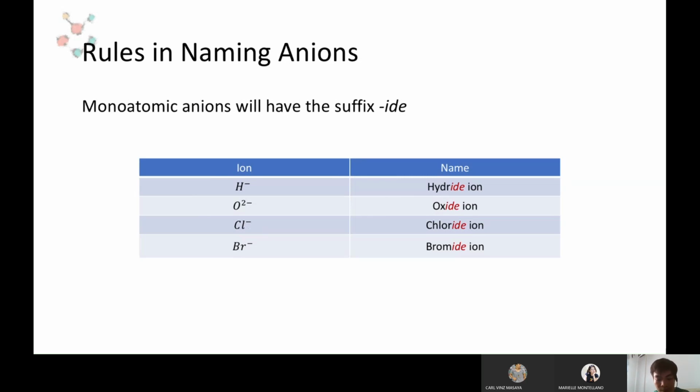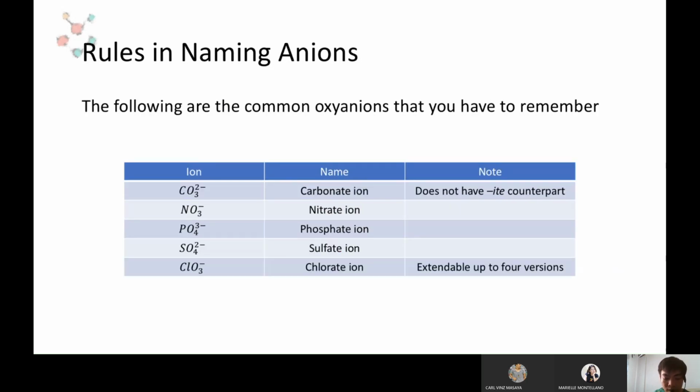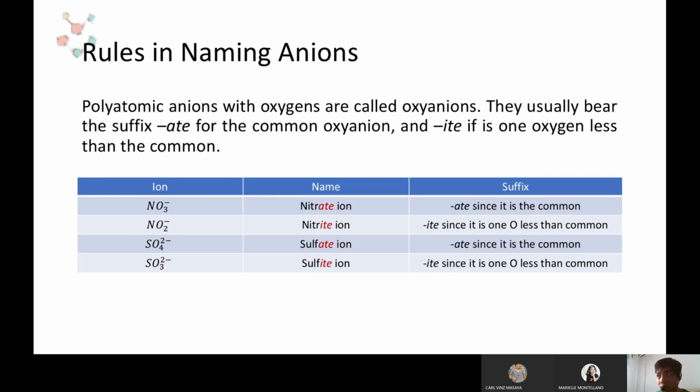Okay, so, yan. Paano naman kapag may kasama na siyang iba, no? So, pag may kasama na siyang iba, tawag natin doon ay polyatomic anion. And usually, sa anion, ang mga polyatomic na anion natin ay oxyanions. Ito yung mga common anions, no? So, yun yung mga common anions natin, mga oxyanions. So, gamit na gamit to.